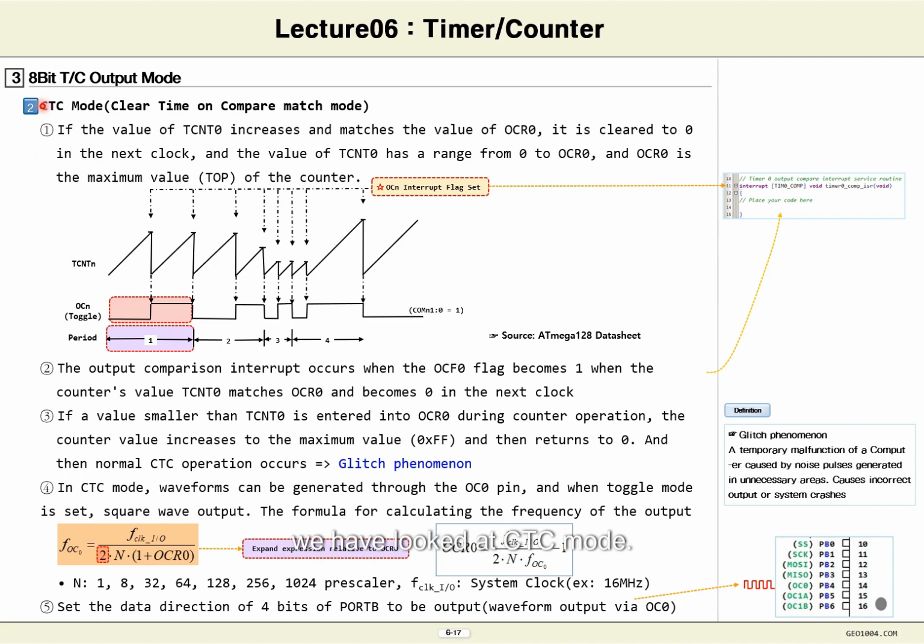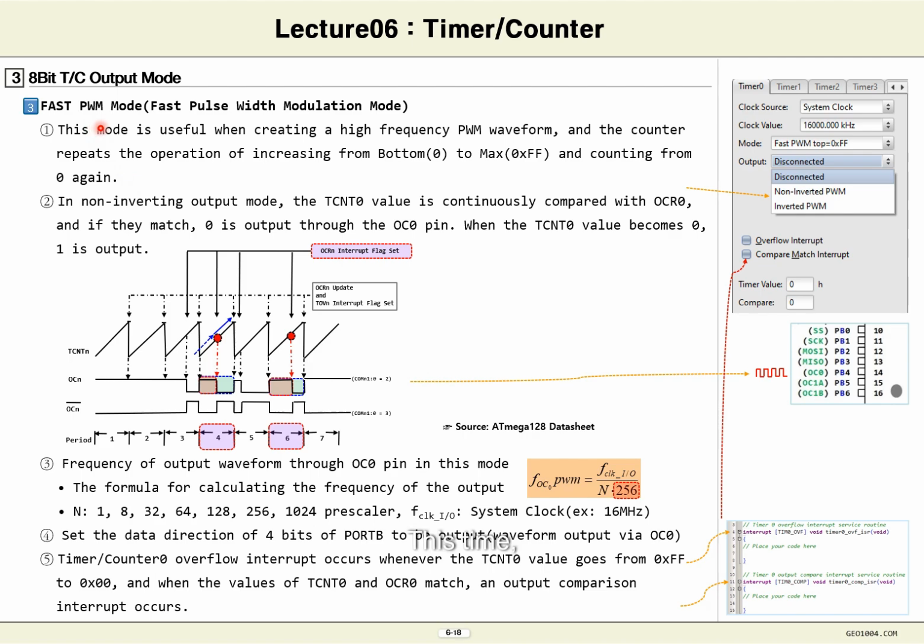So, up to this point, we have looked at CTC mode. This time, we will look at fast PWM mode. This mode is very useful for creating high-frequency PWM waveforms. The counter repeats the increase from the bottom of 0 to the maximum of 0xFF. So, you should know that the counting operation continues from 0.